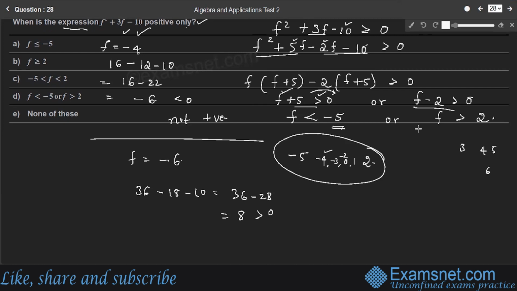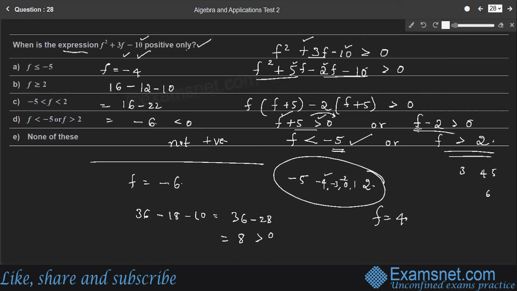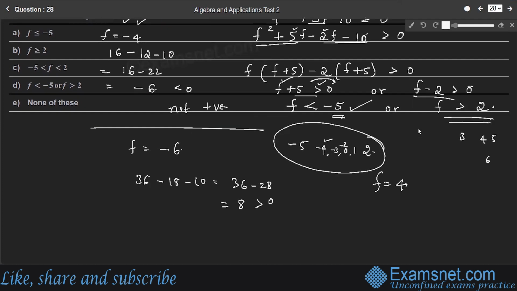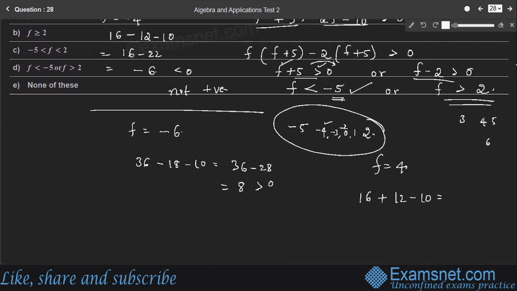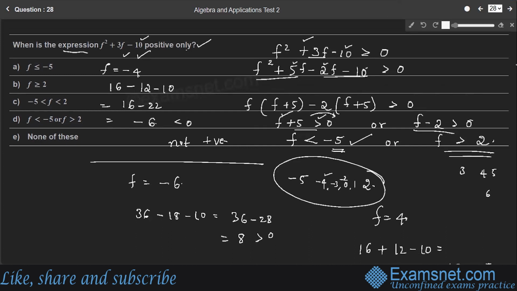Therefore, when f is less than minus 5 or f is greater than 2, you can consider f as 3 or 4, which is greater than 2, right? So f square plus 3f minus 10 becomes 4 square, which is 16, plus 3 into 4, 12, minus 10. So it becomes 28 minus 10, which is equal to 18. Greater than 0. Therefore, if f is less than minus 5 or f is greater than 2, the given expression is positive only. Right? Option D is the right answer.